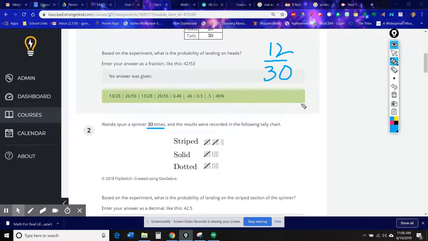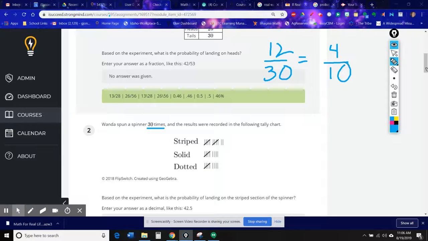Now I can also reduce this fraction. I can divide the top and the bottom by 2 again. Actually, I can divide them by 3, right? 3 goes into both of them. So 12 divided by 3 is 4, and 30 divided by 3 is 10. So either of these is correct.